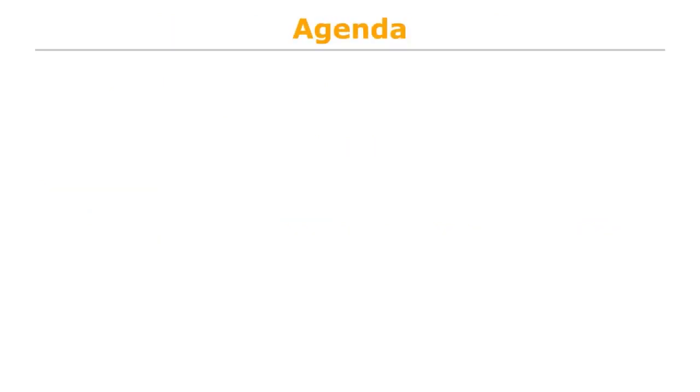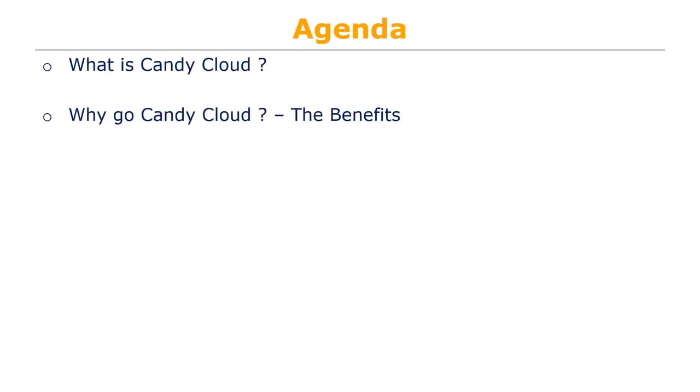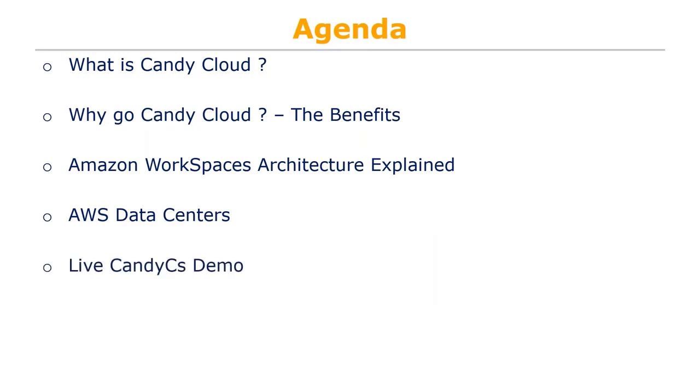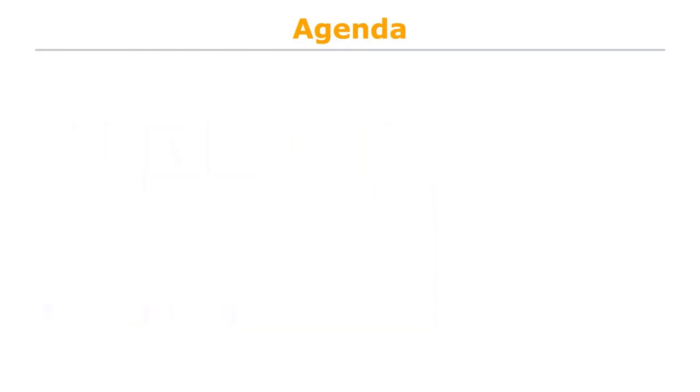Looking at our agenda for today, we are going to firstly clarify the term Candy Cloud. Why go Candy Cloud? Looking at the benefits offered by the solution. We are going to take a closer look at the Amazon Workspaces architecture, where AWS Data Centers are currently located around the globe, before we jump into a live demo, where we will be accessing the Ireland Data Center from here in South Africa, and closing off with some frequently asked questions to provide further clarity around the solution. First up on our agenda, what is Candy Cloud?